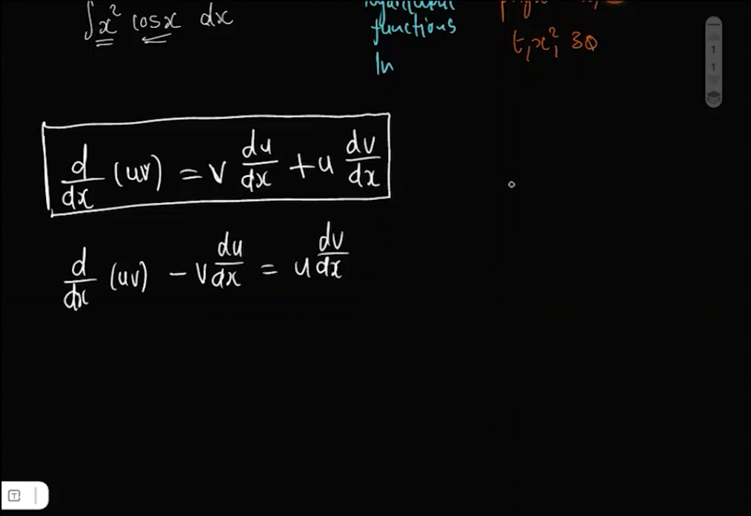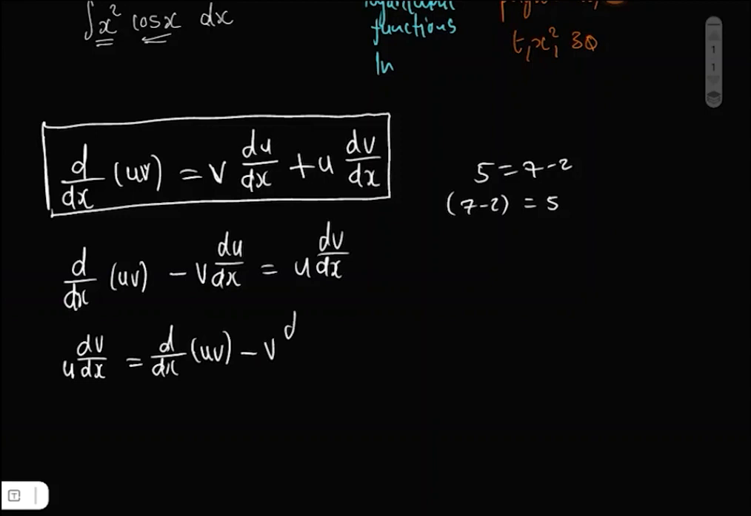Nothing changes. Like if I say 5 equal to 7 minus 2, then I flip it, I say 7 minus 2 equal to 5. I've just flipped it, writing it the same way it was. So if I flip, I would be saying u dv dx is equal to d dx of uv minus v du dx. So I haven't changed anything. The minus is still on this guy, and this guy is still positive. I've just rewritten it.